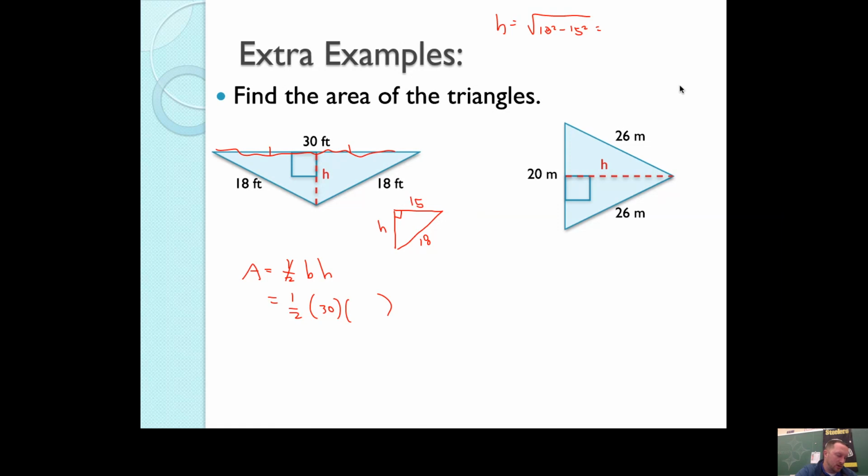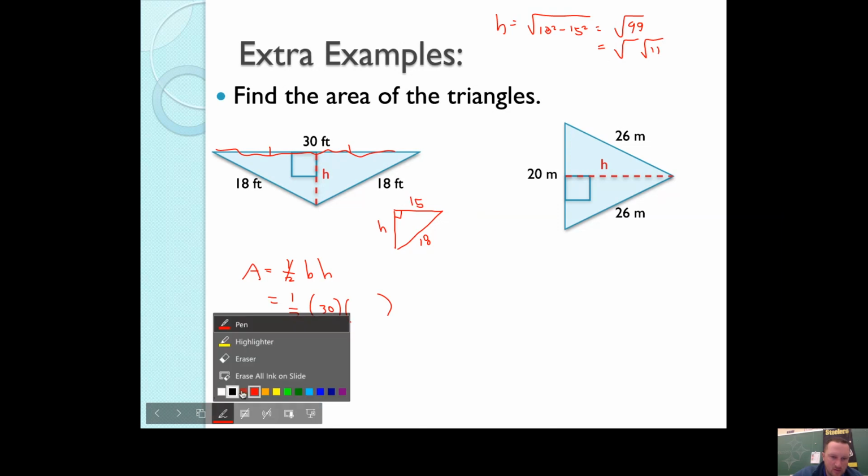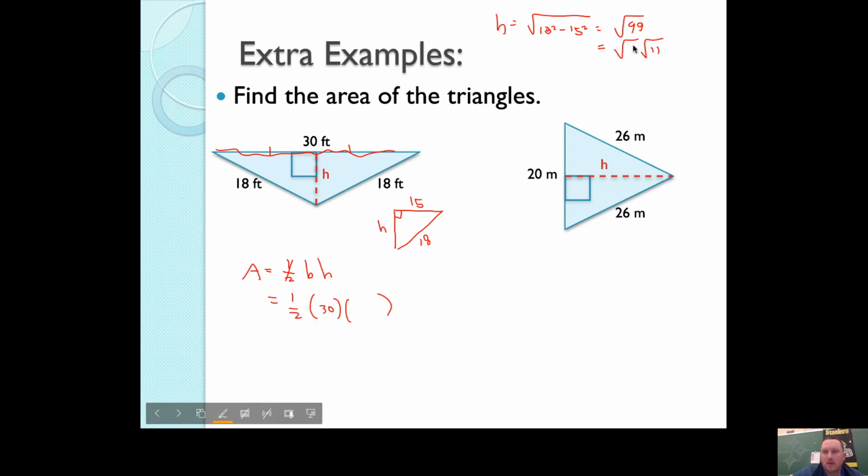So what is 18 squared minus 15 squared? You can do that. It gives you 99. So that's your radicand. That's what the height is. It's the square root of 99. Now, to simplify that, you need a perfect square that goes into it. I know what it is because I've done this for a little bit longer than you. 9 goes into 99 11 times. And 9 is a special number. It's a perfect square. It came right from your list. The square root of 9 is 3. The square root of 11 does not simplify. There's no perfect squares that go into 11 besides 1, but 1 goes into everything.